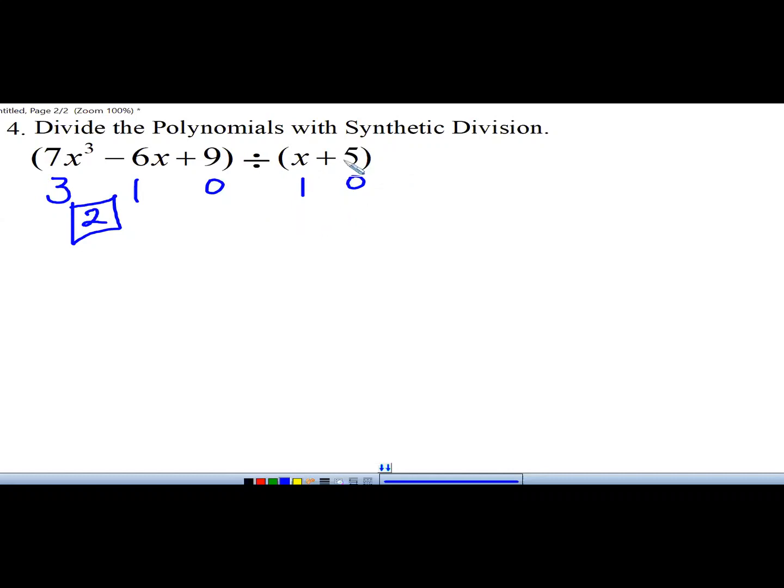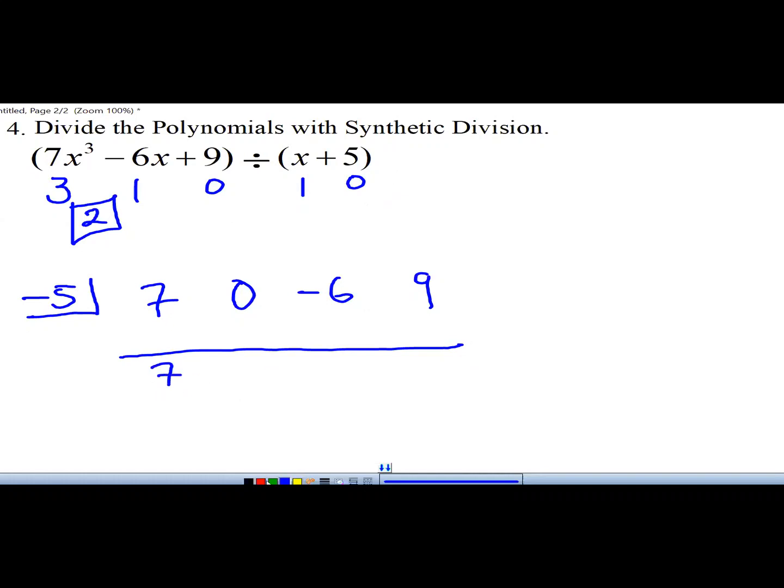So I'm going to start my synthetic division using the divisor, and I'm going to use -5. Then I'm going to use coefficients and constants of the dividend. So I'm going to start with 7. What was the power missing? The second power. So I'm going to write a 0 for the second power. Then I write -6 for the first power, and then the constant. I bring down 7 and I start my multiplication. -5 times 7, that's -35. Combine, that leaves us -35.